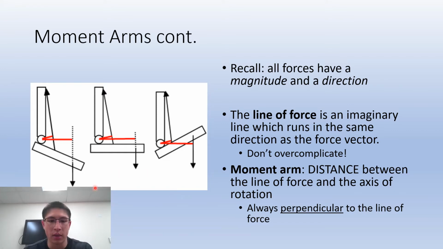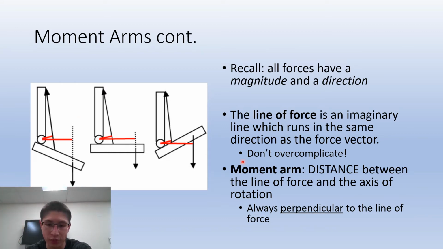So the line of force is just an imaginary line which runs in the same direction as the force vector. So don't overcomplicate this, right? It should be pretty intuitive. In this picture here, the force vector is this solid black arrow which is pointing straight down because it's representing the force of gravity, and then the line of action is just this dashed line that runs through the force vector and then continues on infinitely. So again, line of action, just a line that runs along the force vector.